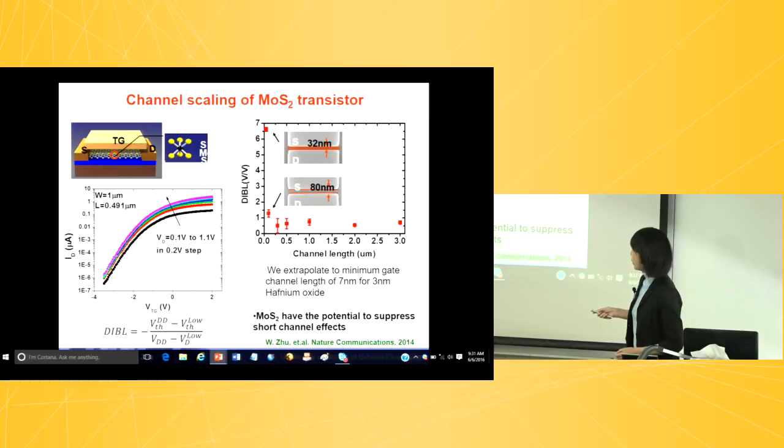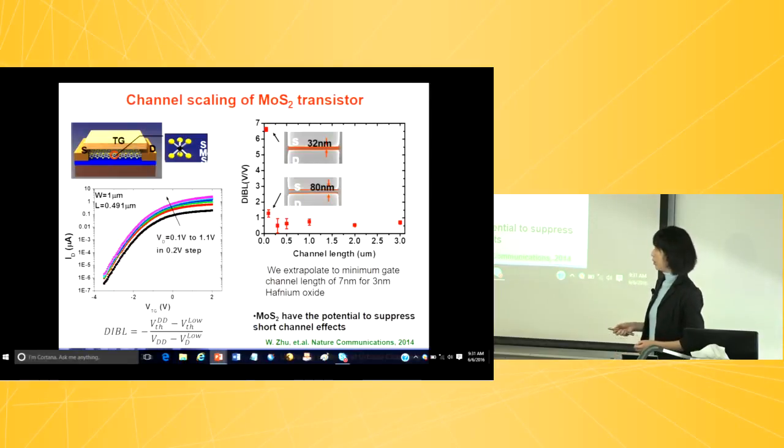Here shows the drain current versus top gate voltage at different drain bias. From the threshold of this IV curve at high drain bias and low drain bias, we can extract the DIBL, drain-induced barrier lowering. If we plot the DIBL as a function of channel length, we found that the DIBL won't increase until the channel length shrinks down to 32 nanometer. This device uses a very thick dielectric, 60 nanometer hafnium oxide. If we scale down the gate dielectric to 3 nanometer, we can extrapolate that the channel length can further scale down to 7 nanometer. So this indicates that TMDC can potentially be used for short channel logic transistors.